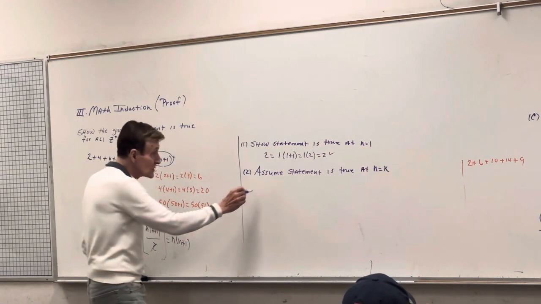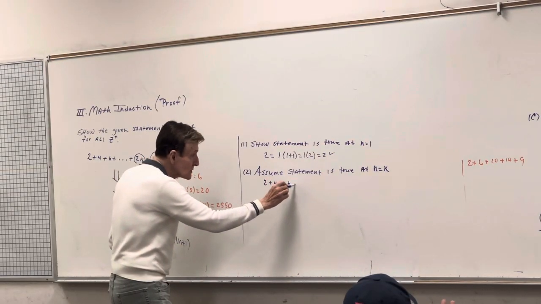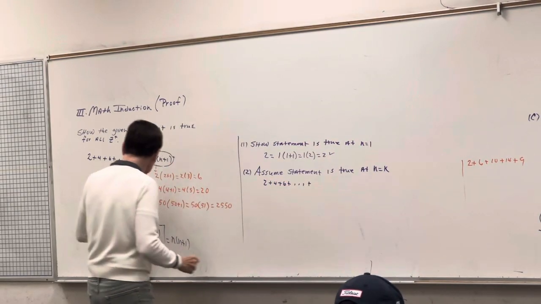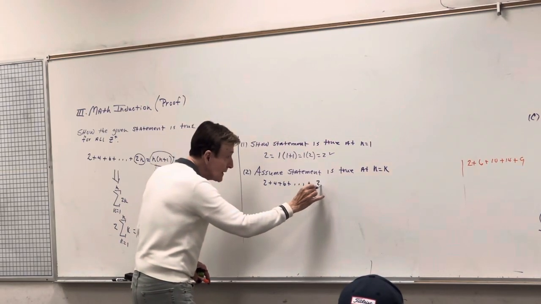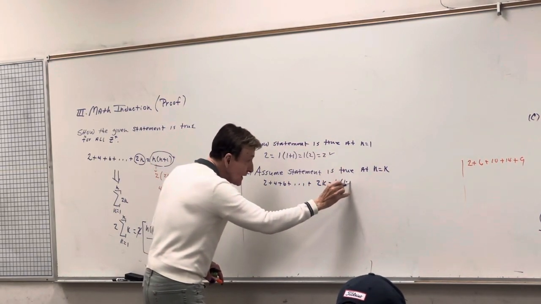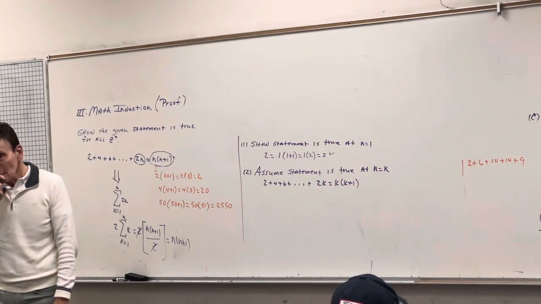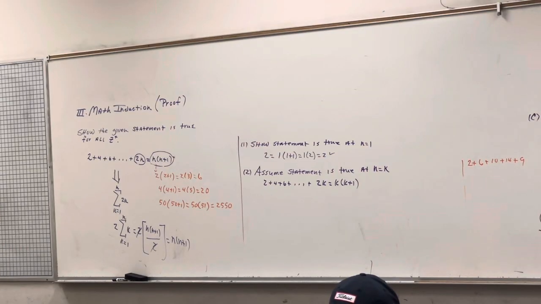Now, how's the statement look at k? Let's go back. It says 2 plus 4 plus 6, and so forth and so on, plus 2k, and replace the n by k on the other side. That's what the statement looks like at k. And we're assuming that's true. I know this proof by induction is a little strange way to prove something. So far, so good. So that shows it's true up through k.